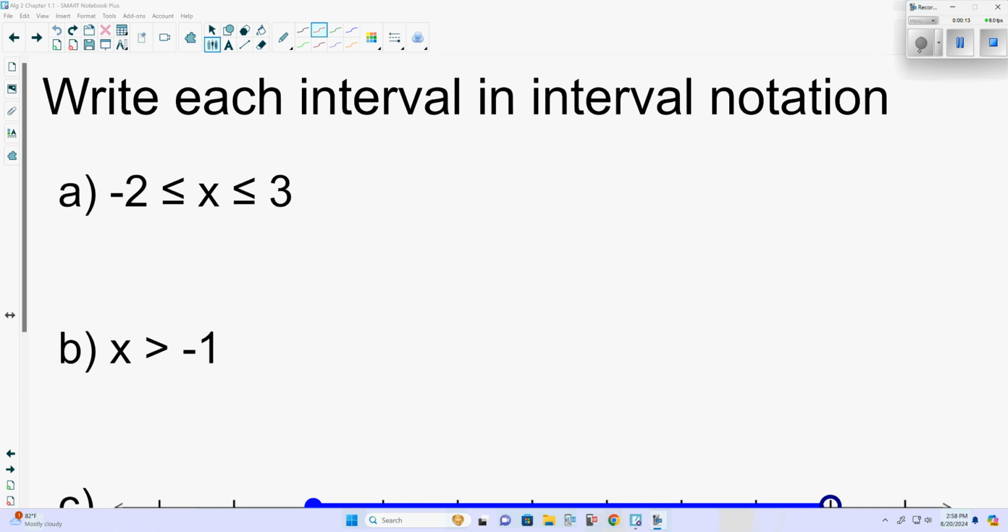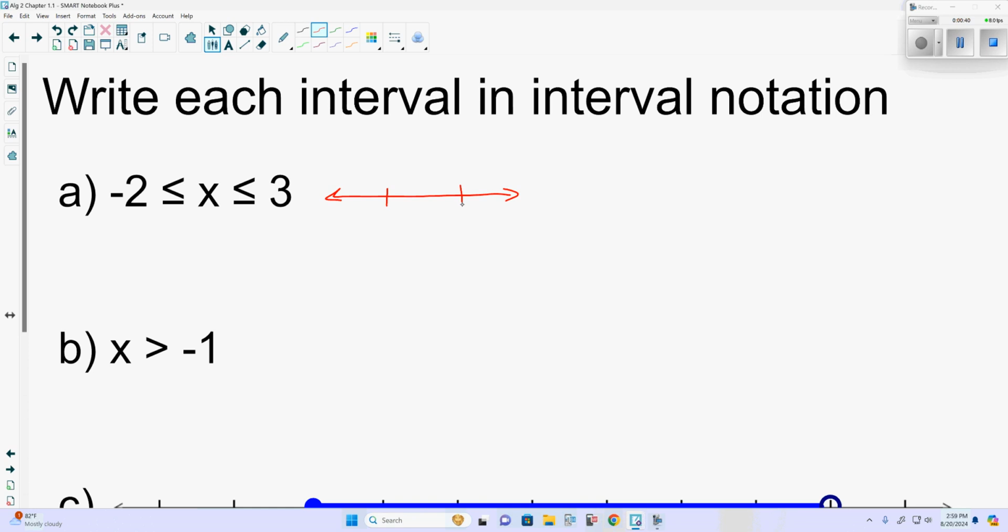All right, guys. Let's look up here. So we want to write each interval in interval notation. Now, we don't necessarily have to graph, but sometimes it helps us if we graph it to be able to go to interval, because it's sometimes easier to see it graphically than it is to just see the inequality. So -2 is less than or equal to x is less than or equal to 3.